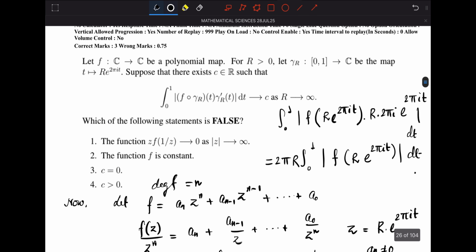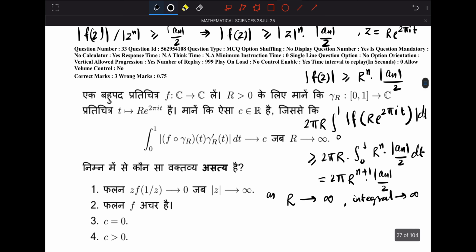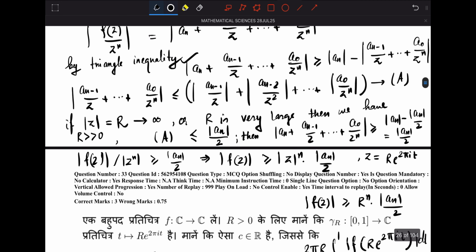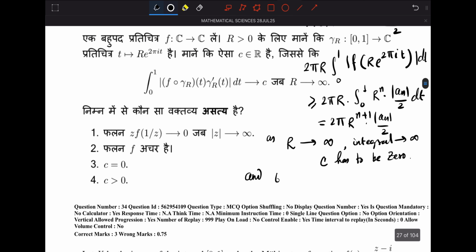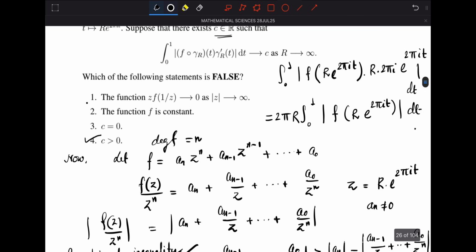So we don't have any real c such that this is true. So that means c greater than 0 is false. c has to be 0, and the polynomial has to be the zero polynomial. Okay, so the other three options are true actually, so we will not take this.